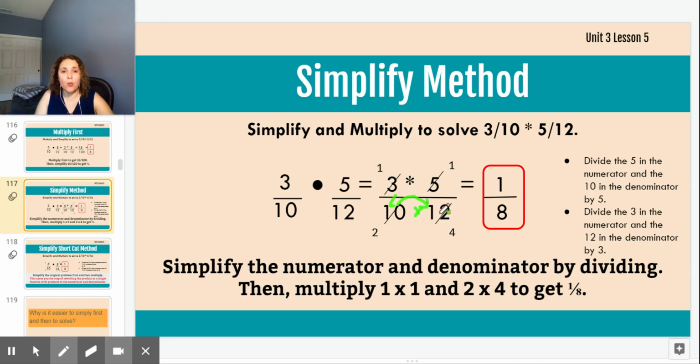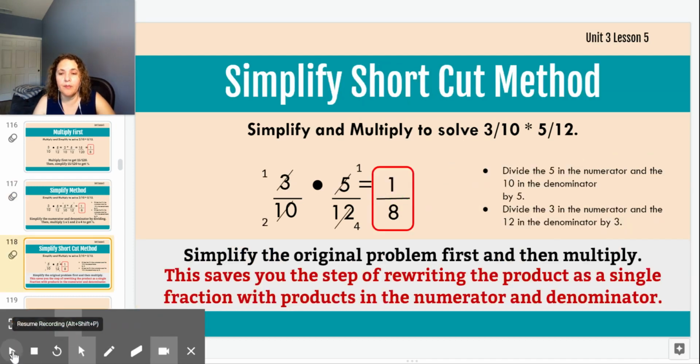So then I'm gonna look at 3 and 12. Yes, they both share 3 as a common factor, right? So I can divide 3 by 3 and that gives me 1. So if I divide this by 3, I gotta divide something in the bottom by 3. The number I can divide in the bottom by 3 is my 12. So 3 goes into 12 4 times. 1 times 1 is 1. 2 times 4 is 8. See how much simpler it is? Because now you have smaller numbers, and I end up with a unit fraction. So I know that's in simplest form. I can't get any simpler than a unit fraction. So this method is way, way faster.